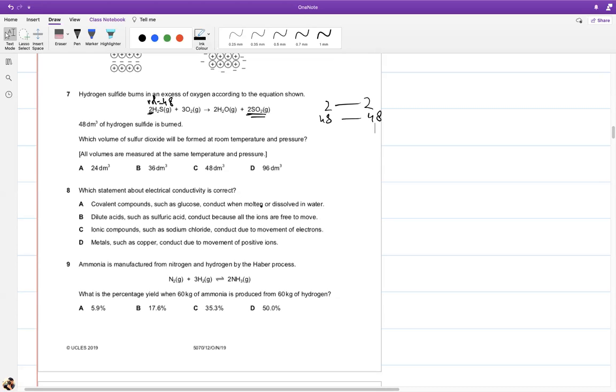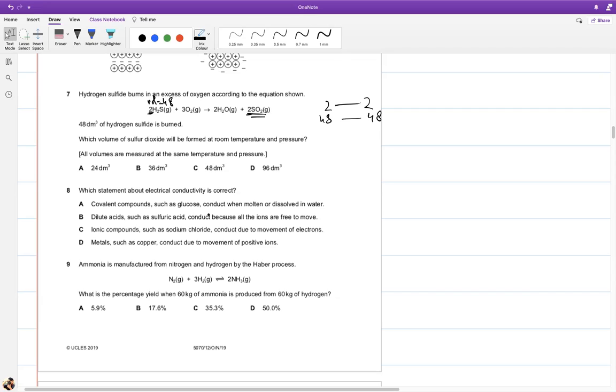All right, question number 8. Which statement about electrical conductivity is correct? All right, covalent compounds such as glucose conduct. बात ही खत्म. नहीं भाई, नहीं conduct कर सकते. क्यों नहीं कर सकते? Free और charged particles होने चाहिए, या ions होंगे या free electrons होंगे जो move करेंगे. Ions भी या electrons भी, तो वो तो यहाँ पे है ही नहीं.